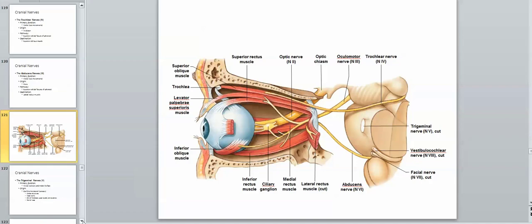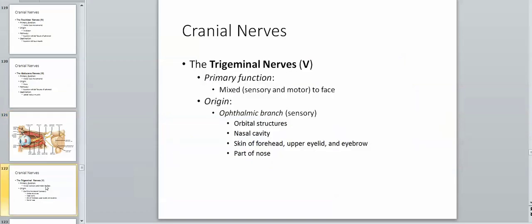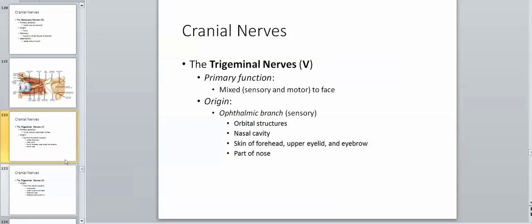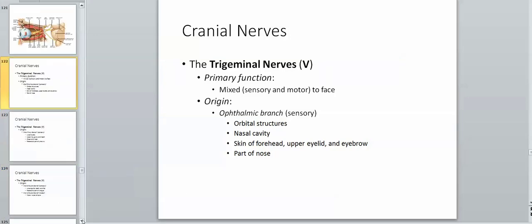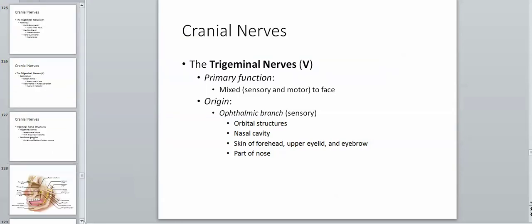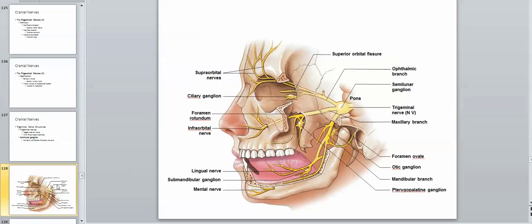The one I skipped was the trigeminal nerve, which is 5, which basically is a sensory and motor nerve to the face. This is basically all you need to know about it. It has 3 divisions. It has the ophthalmic, the maxillary, and the mandibular division. And each one of those is going to innervate part of the face. And there's a nice picture of it in your book. I'm not going to expect you to know too much more than that.